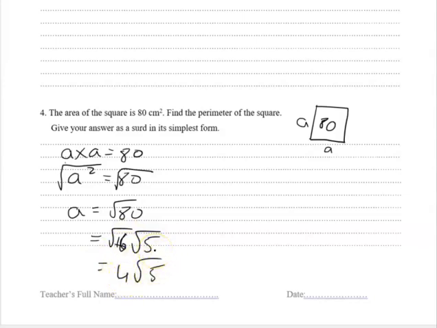Now the question is asking us for the perimeter. Now perimeter of a square is going to be 4 times the length. So 4A would be the perimeter. So we're going to do 4 times 4 root 5, and that's going to give us 16 root 5 centimeters.